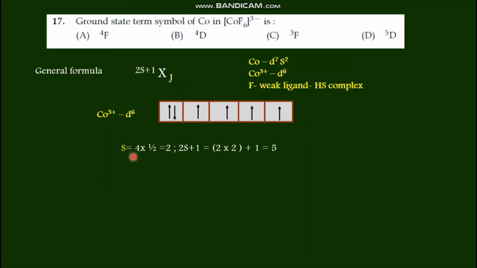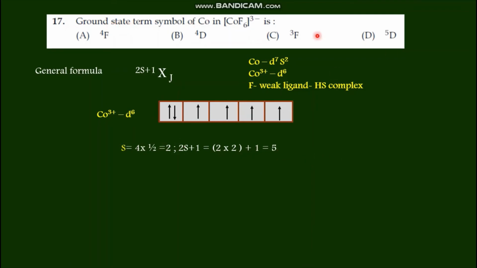S means spin quantum number, that is 4 into 1/2, since 4 unpaired electrons are there. The plus part will cancel out, that's why we are not mentioning that. 4 into 1/2 equal to 2. 2S plus 1 will be 2 into 2 plus 1, that is 5. So the multiplicity value is 5.